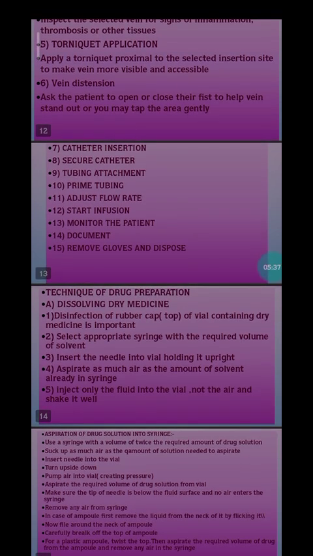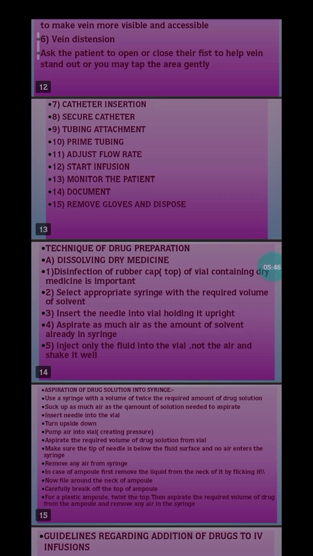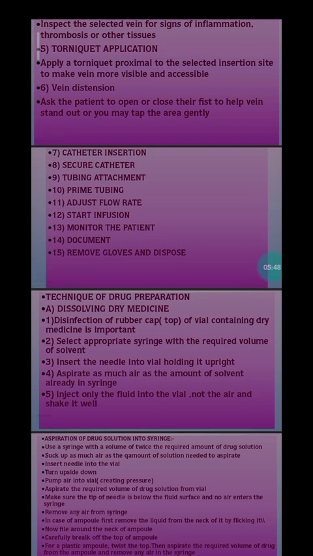Now we have to prepare the drug. So what will we do? Number A is dissolving the dry medicine. Number 1, disinfection of the rubber cap of the vial containing dry medicine is important. Number 2, select the appropriate syringe with the required volume of the solvent.